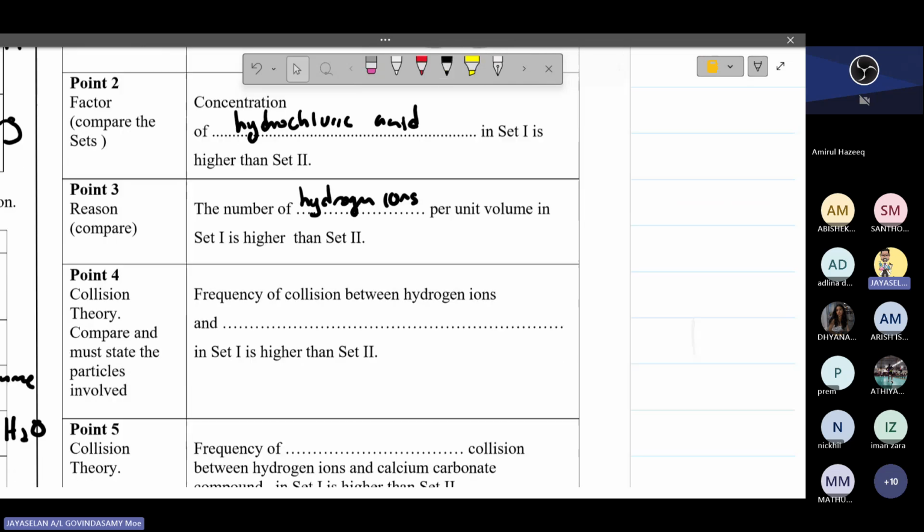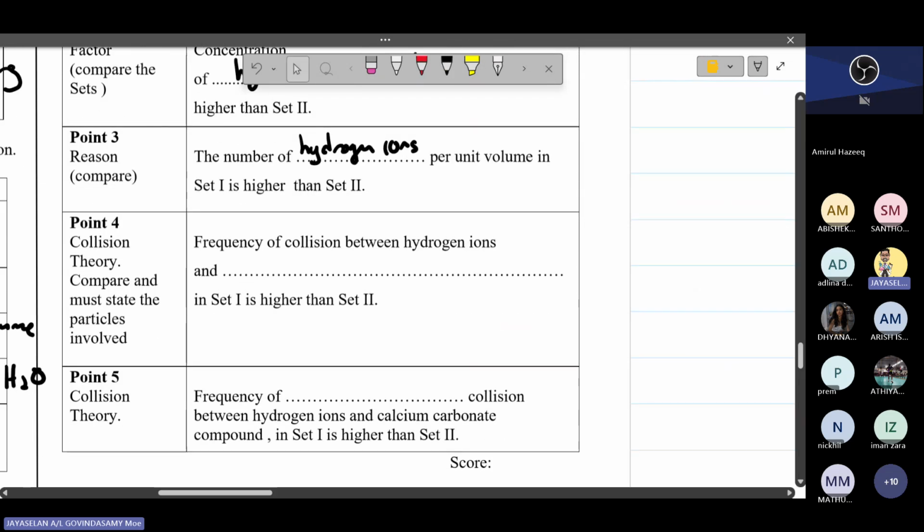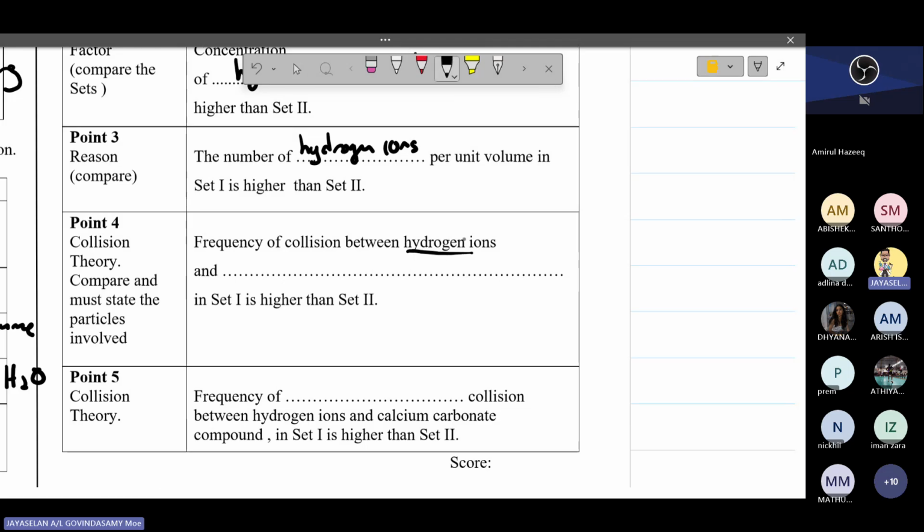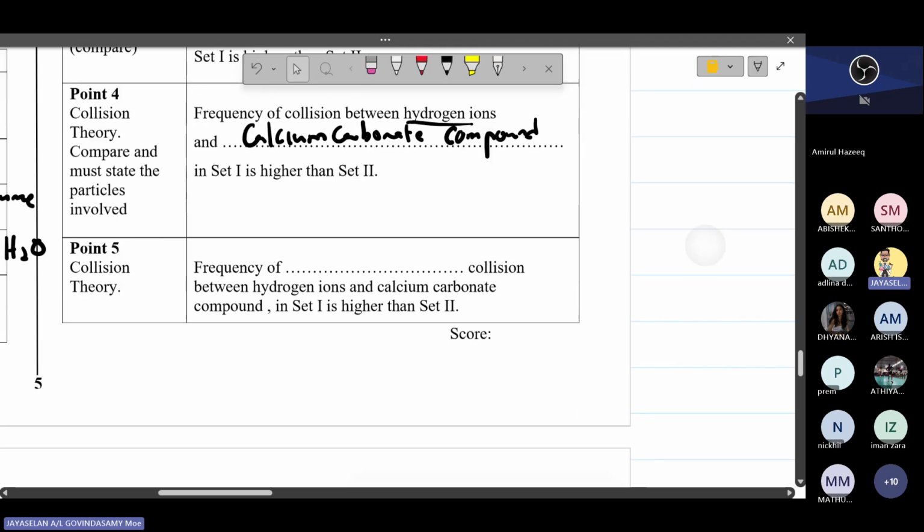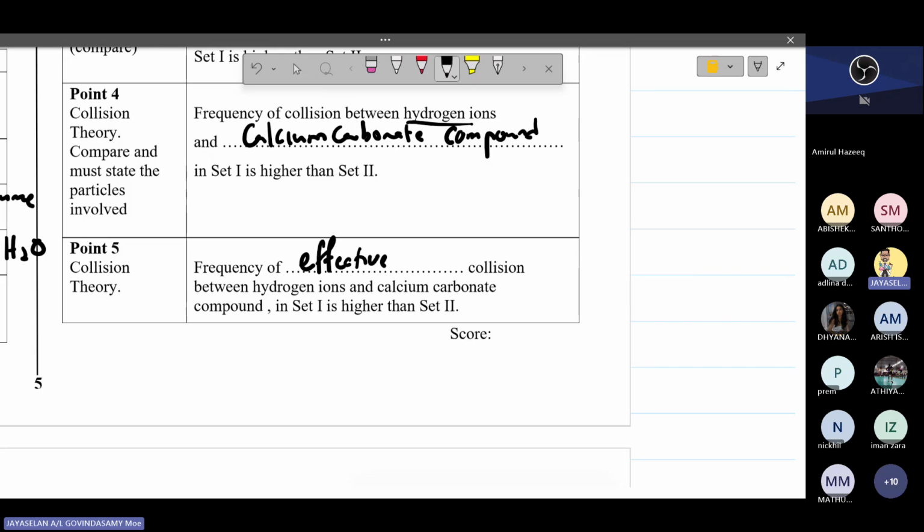Okay, 3 marks. Okay, next, collision theory, compare and must state the particle. The frequency of collision between hydrogen ion and calcium carbonate. Calcium carbonate exists as what? Compound. In set 1 higher than set 2. Okay, last point, the frequency of effective collision between hydrogen ion and calcium carbonate compound in set 1 higher than set 2, you already score 5/5.